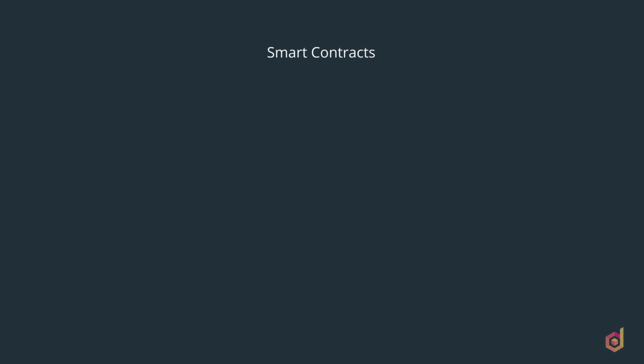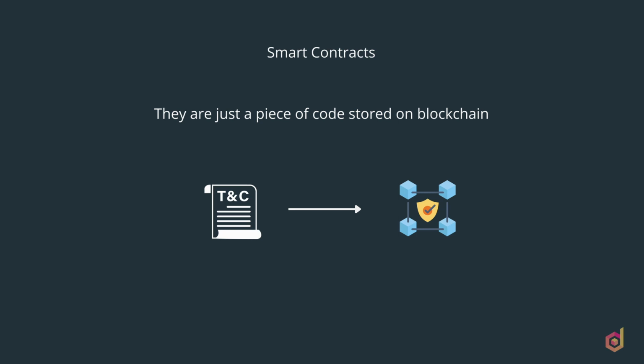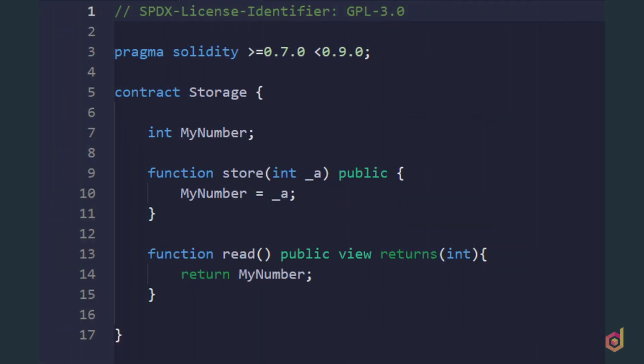Now let's discuss smart contracts. Smart contracts are just a piece of code. The terms of the agreement between parties are written directly into the computer code. These agreements are stored on the blockchain, which is decentralized, as we discussed earlier. So this is an example of a smart contract that stores a value on the blockchain and then reads it back. The smart contract is written in Solidity, which is supported by most blockchains.